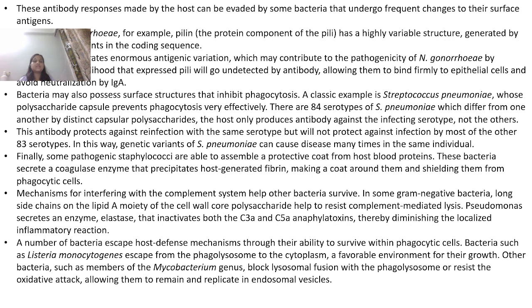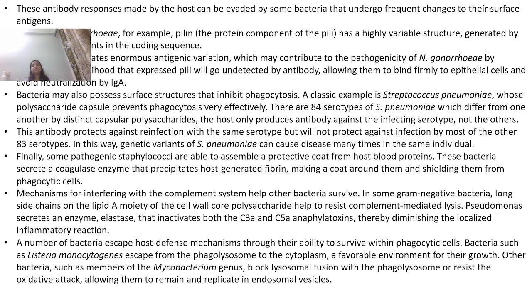Bacteria may also possess surface structures that inhibit phagocytosis. One example is Streptococcus pneumoniae, whose polysaccharide capsule prevents phagocytosis very effectively. There are 84 types of S. pneumoniae which differ from one another by distinct capsular polysaccharide. The host only produces antibody against the infecting serotype, not the others.